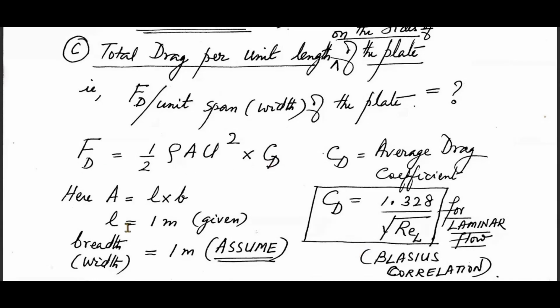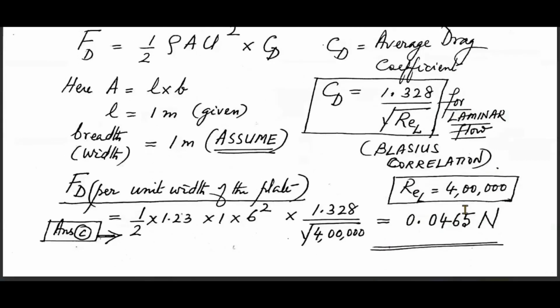And here the length is 1 meter, the width is not available. So you just assume unit width, also 1 meter, in such cases if it is not available. So the area is 1 into 1, that is 1 meter square. And the density rho is 1.23 kilogram per meter cube for air. And for CD, the correlation is 1.328 by root of ReL. See, ReL is 4 lakhs, it's not 2 lakhs. 2 lakhs is at the midway. Here it is for the entire length, the Reynolds number based on the entire length, that is 4 lakhs. So you substitute over here and you will get CD.